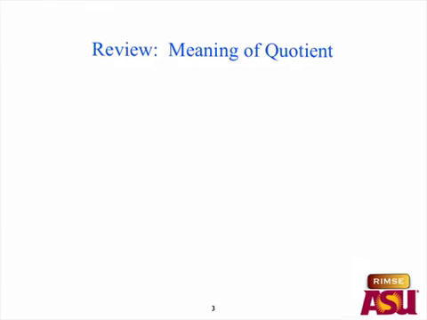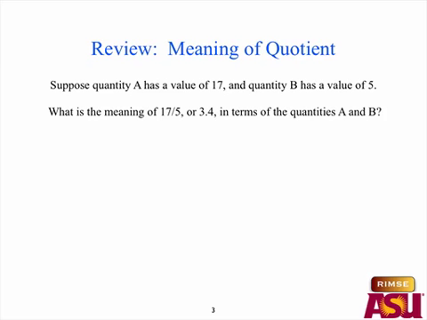So let's do a review of the meaning of quotient. Suppose quantity A has a value of 17, and quantity B has a value of 5. What is the meaning of the value 17/5, or 3.4, in terms of the quantities A and B? Find a partner. We're going to have lots of discussion. Discuss this. Go.